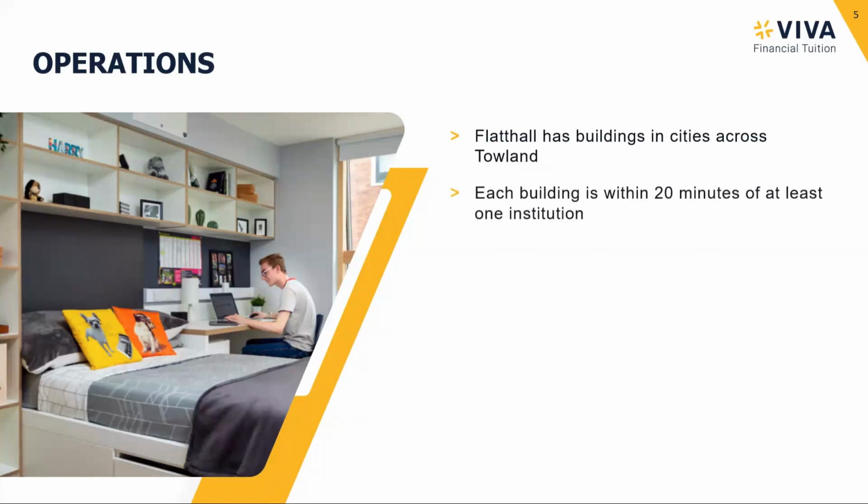Each building that Flat Haul builds is within 20 minutes of at least 1 college or university. And that's a key factor in how Flat Haul decides where to locate its buildings. Ease of access for students. Now, we might therefore come across in the exam a scenario where they're planning on building a building that's further away than that. Perhaps they therefore decide they're going to have to set up their own transport. So a different income stream.